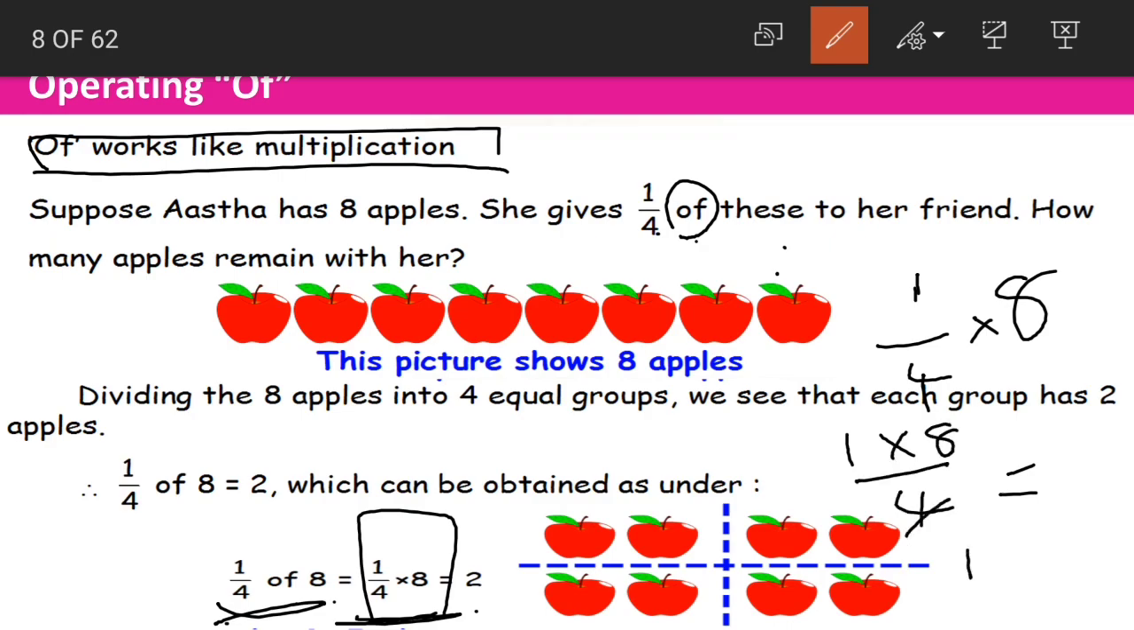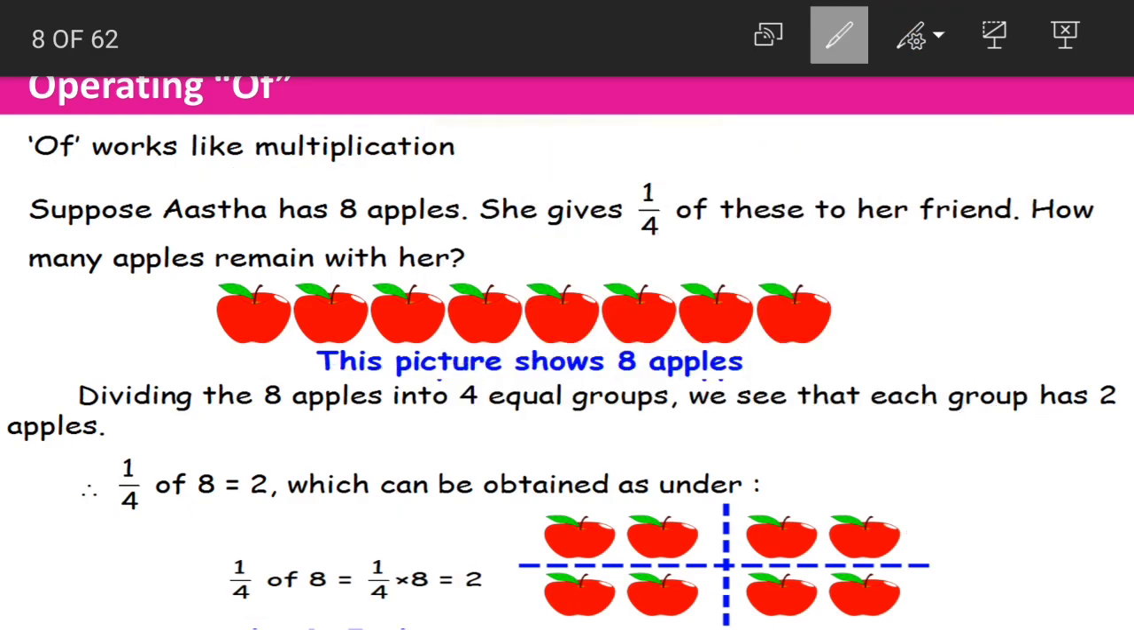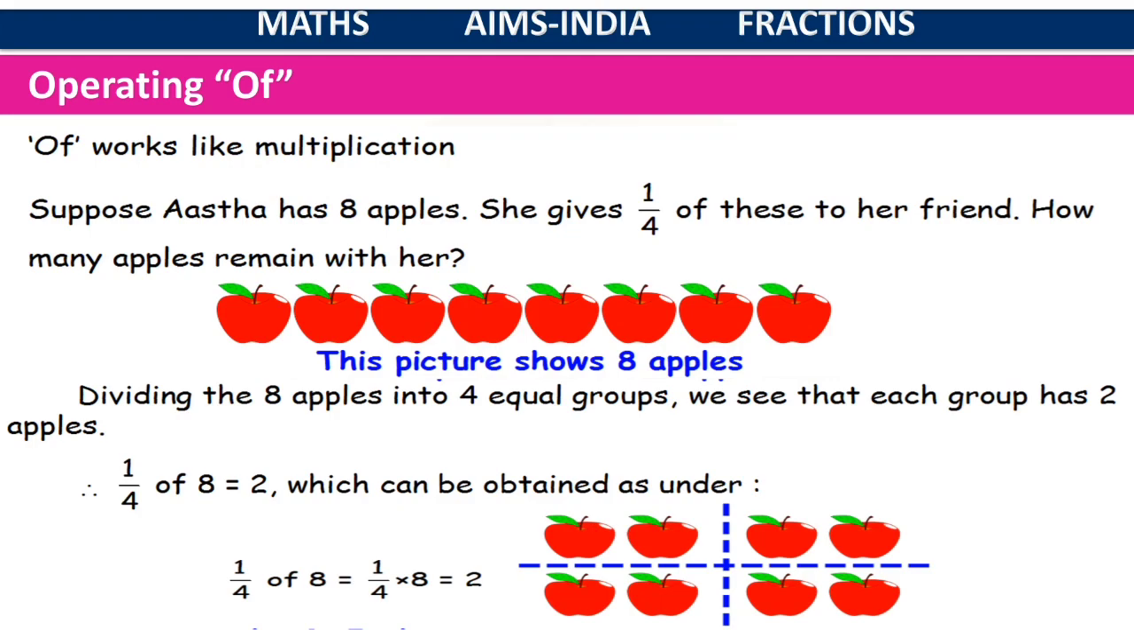Yes, we know that 4 ones are 4 and 4 twos are 8. Now what will this be? 1 into 2 divided by 1, which is nothing but 2 by 1, which is equal to 2 only. Yes, students? Now this is how we do it in terms of multiplication, and the explanation I gave you was how the concept really works. This is how we multiply 1 by 4 of 8. That means multiply 1 by 4 and 8. The product we got is 2. Clear, students? "Of" is nothing but multiplication here.